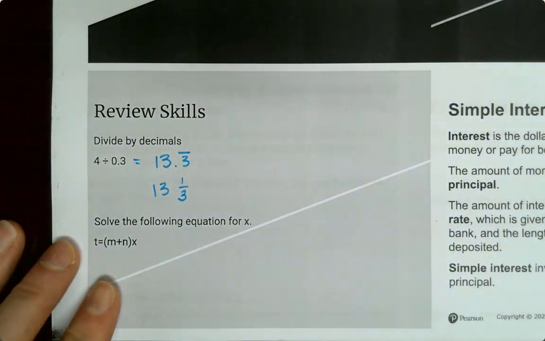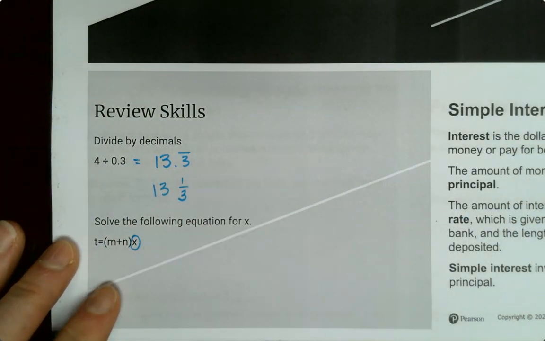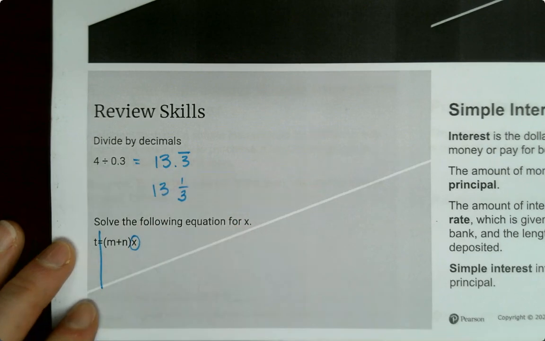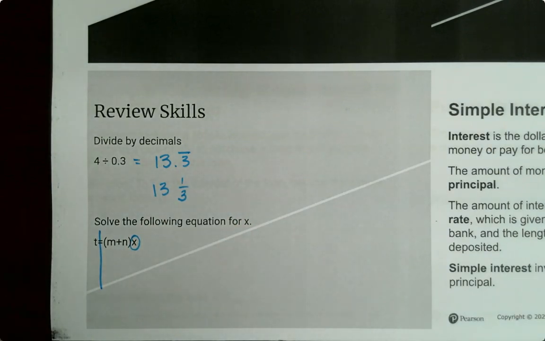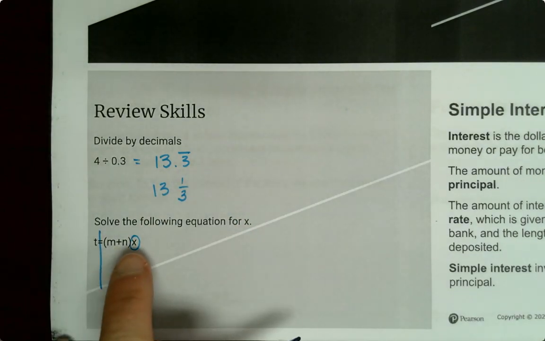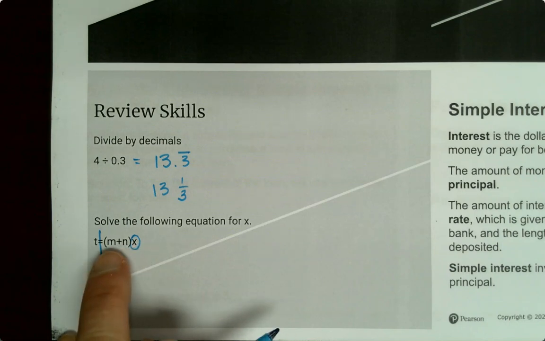Solve the following equation for x. So if you want to solve it, go back to how you solve equations. You have to isolate the x. So you look at what is happening to x. It's being multiplied by parentheses m plus n.